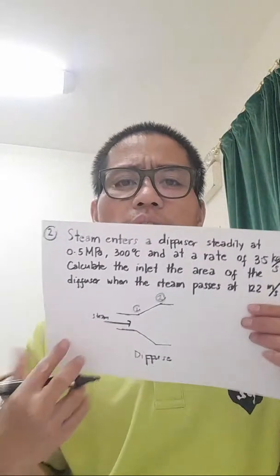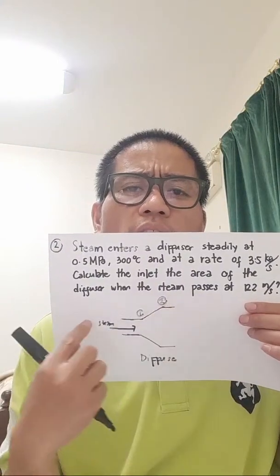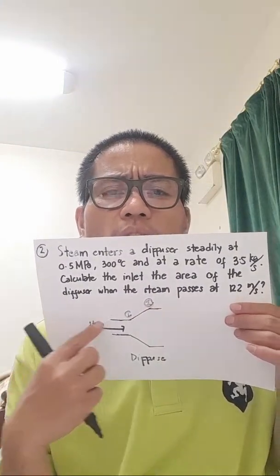Diffuser. So, the steam will go here. And this is point 1, and this is point 2. Here, this is point 1, diameter 1. Point 2, diameter 2. And then here, the steam will go out.